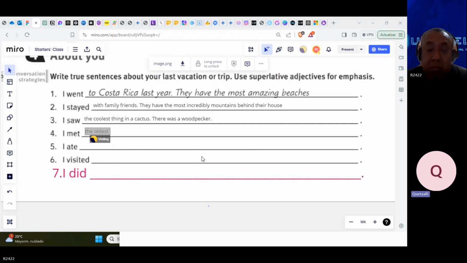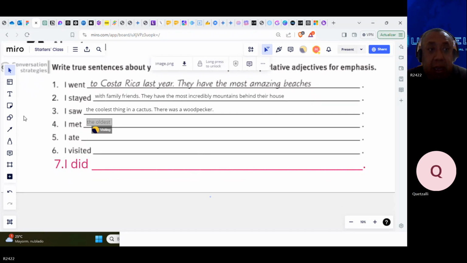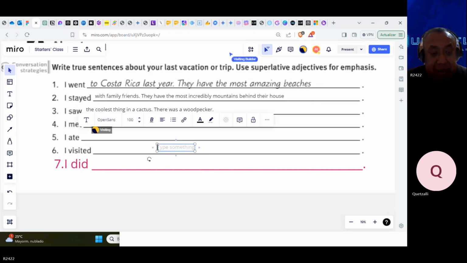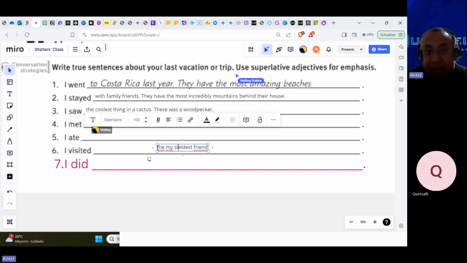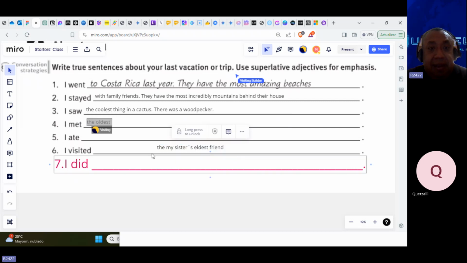How do you say la amiga más antigua? Yeah, because the eldest friend, or you can say, my sister's, for example, my sister's eldest friend. I met my sister's eldest friend, la amiga más antigua.